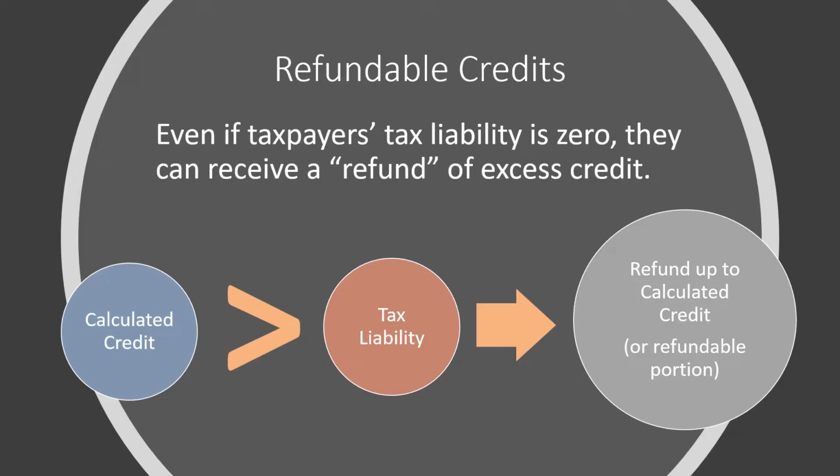And then we've discussed this a little bit in the past with some of our hybrid credits, but just a reminder that refundable credits are a type of credit where even if the taxpayer's tax liability is reduced down to zero, they can still receive a refund of the excess credit. So our steps are the calculated credit, and then we compare that to the tax liability. It reduces that tax liability down to zero, and then if we haven't used up all of that calculated credit, our taxpayers are still going to get the full amount of that calculated credit back.